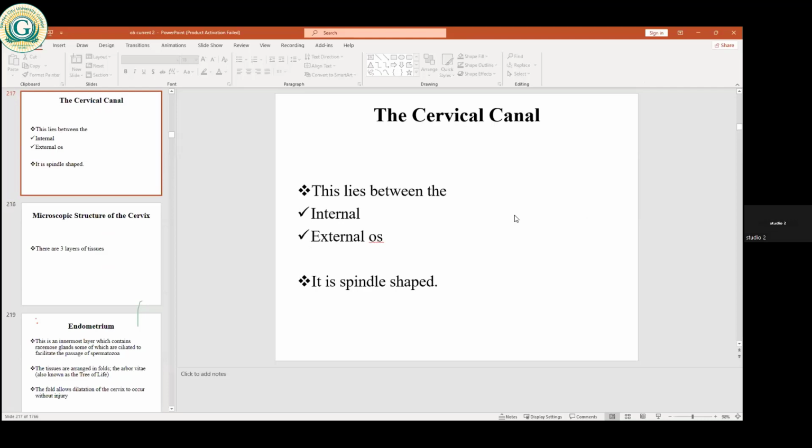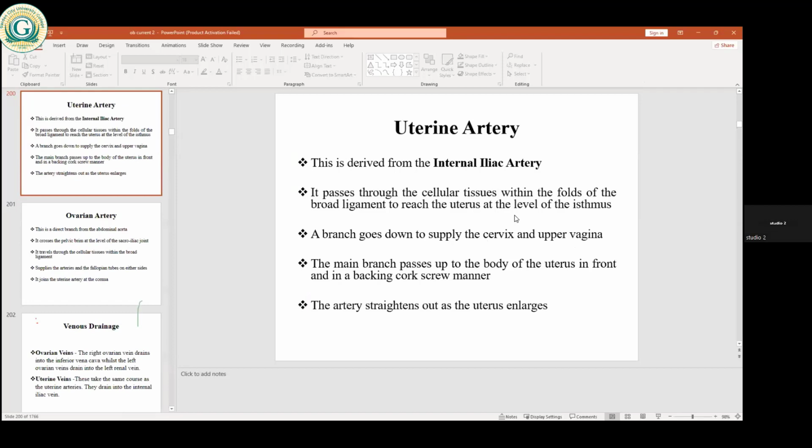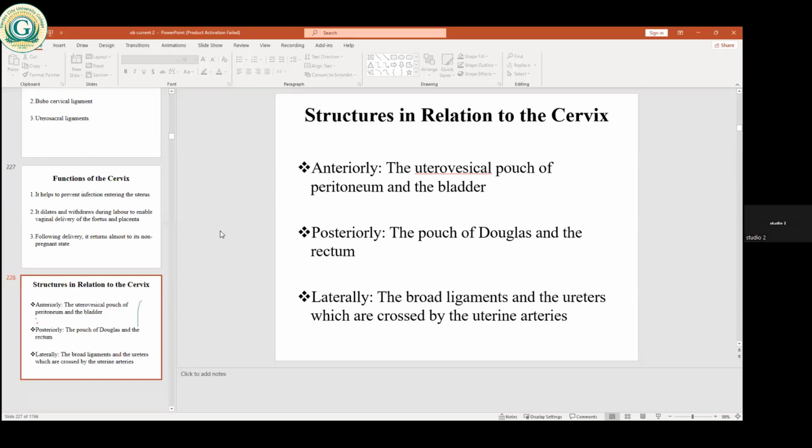Let me quickly show what I've just read. This part of the cervix is the endometrium, which has some projections. We call it arbor vitae, which sweep the sperm into the cavity of the uterus. Now, when you come here, it is a continuation of the inner wall of the vagina. And when you go inside, at the junction where the inner wall of the vagina meets the endometrium, there are cells which normally develop into what we call cervical cancer. So that is the cervix.